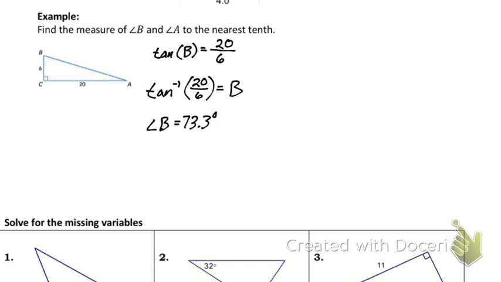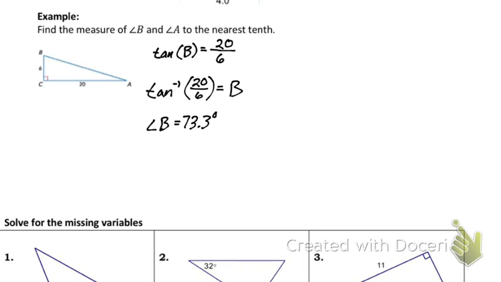Let's go through this. So we're supposed to do 20 divided by 6, right? And then we're going to do our tan inverse, and then we're going to hit enter. Okay. So just make sure you do your 20 divided by 6 first. 20 divided by 6 first. And now hit your tan inverse. There you go. All right.